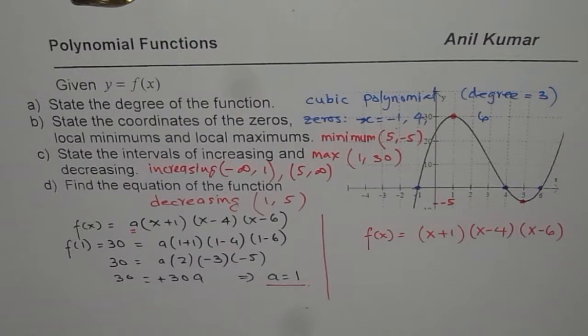I hope with this example you understand the concepts of how the degree is related to the shape of the graph, and what the domain and range are for the function. The domain and range is all real numbers for this odd degree function, and also zeros, and intervals of increasing and decreasing.